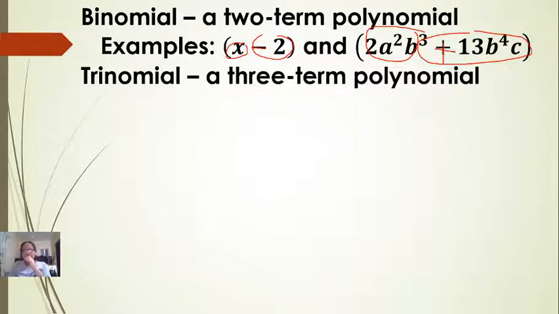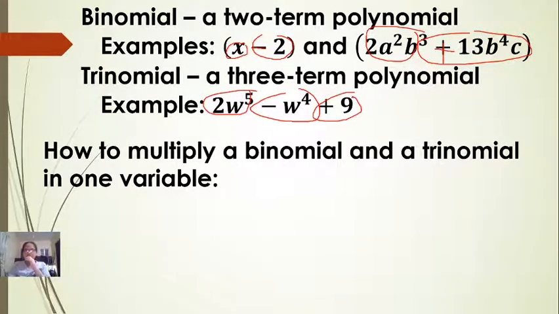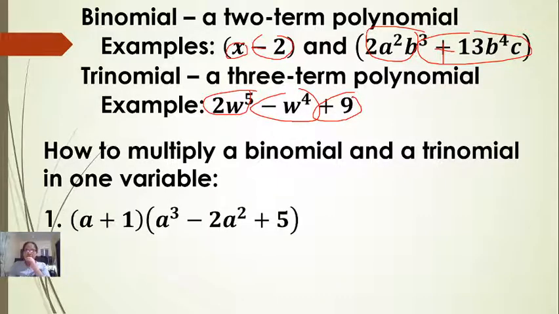Trinomial is a three-term polynomial. For example, the expression 2w to the fifth minus w to the fourth plus 9. The three terms there are 2w to the fifth, negative w to the fourth, and 9. So how do we multiply a binomial and a trinomial using a single variable? We have a plus 1, which is a binomial, and the trinomial a cubed minus 2a squared plus 5. How do we get the product?